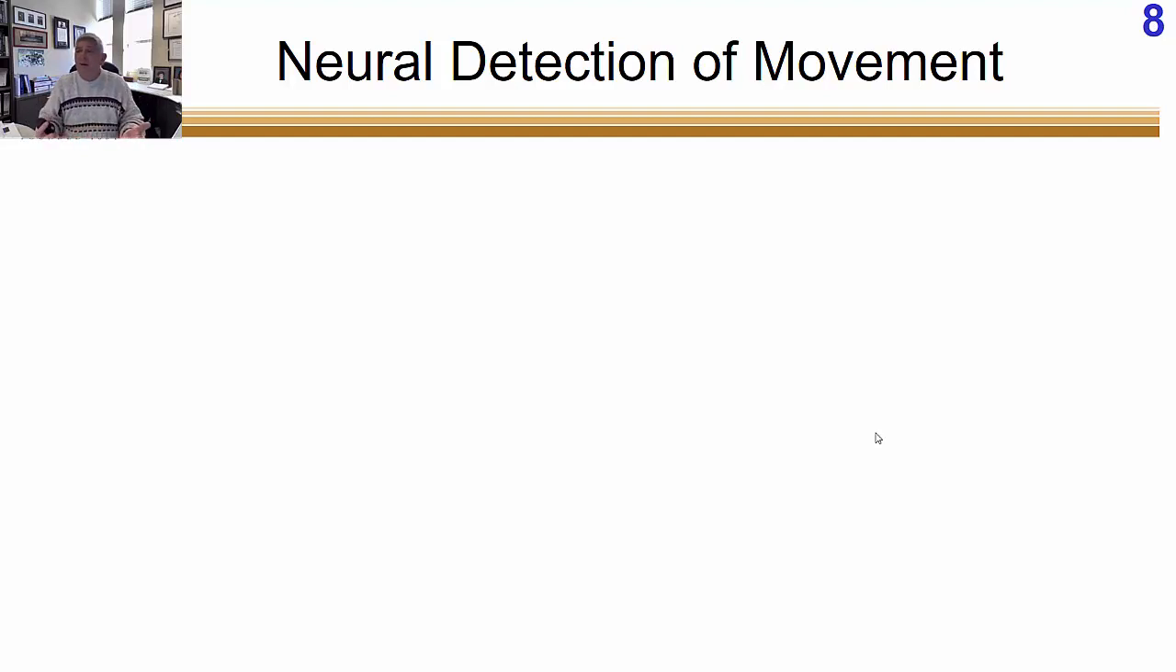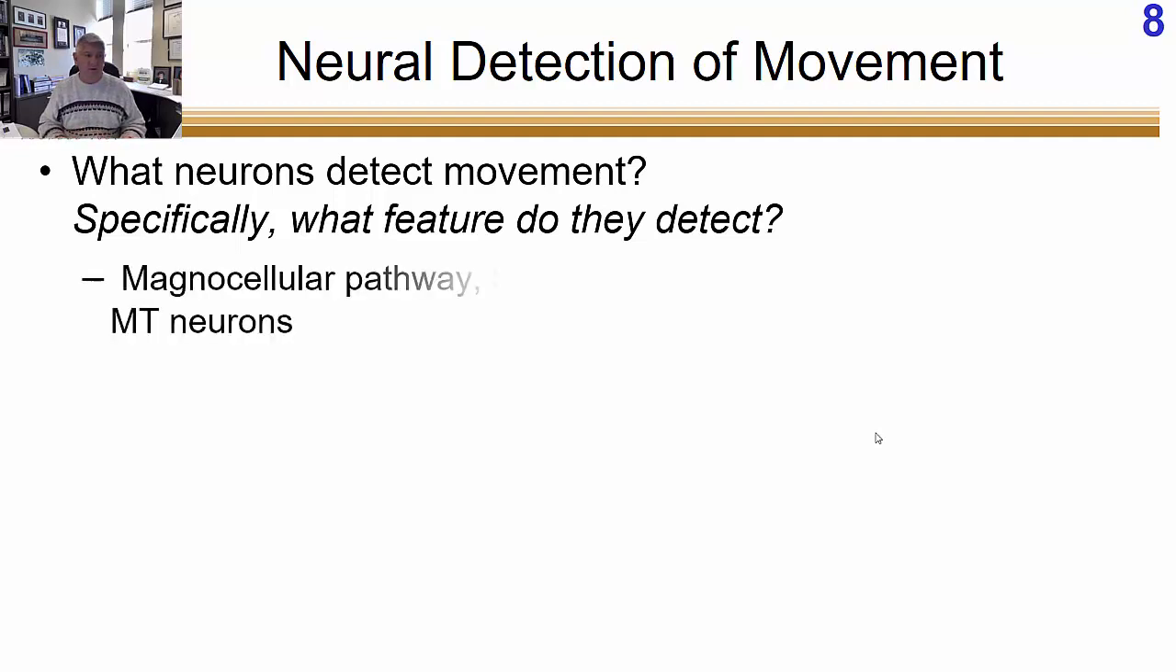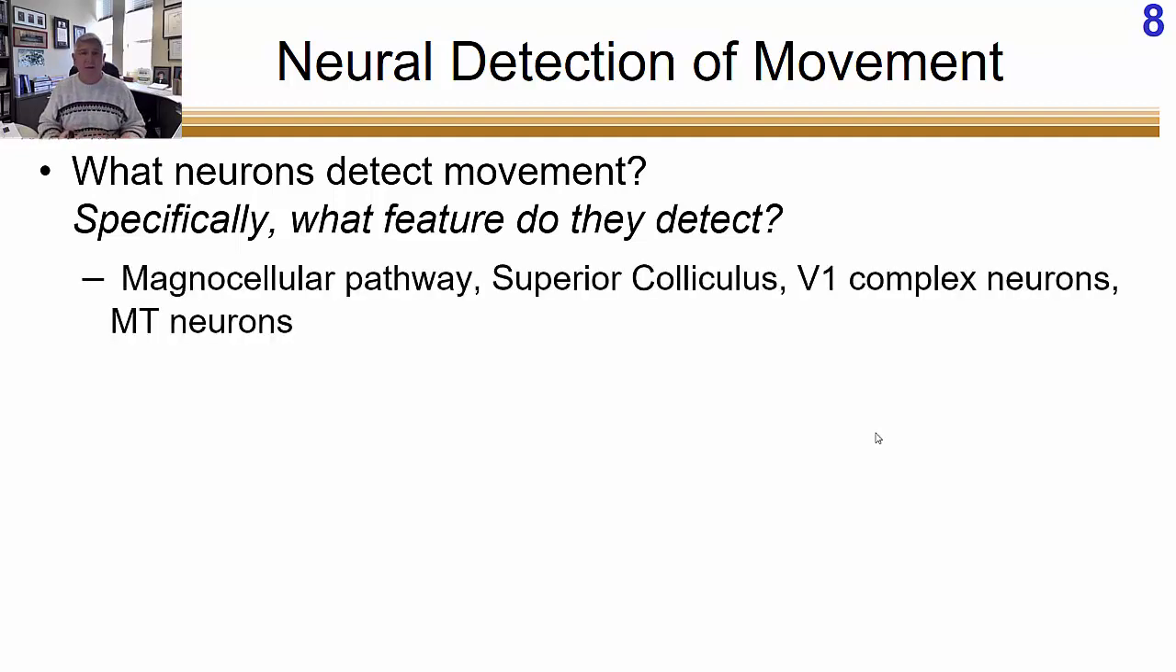All right, so how do we detect movement? How do neurons detect movement? In particular, what sorts of features are neurons detecting? We've already talked about V5 and middle temporal cortex being involved with movement detection, right? The magnocellular pathway, superior colliculus helping us orient our eyes to movement in the environment. Even in V1, we talked about complex neurons there.